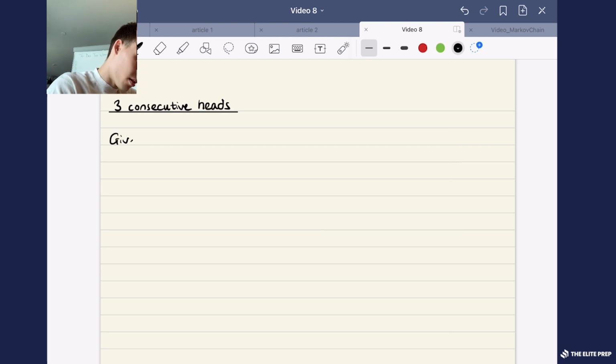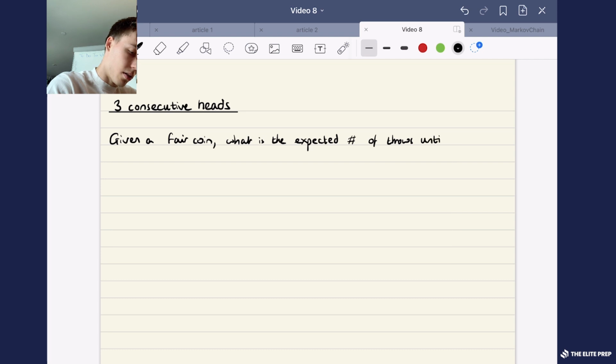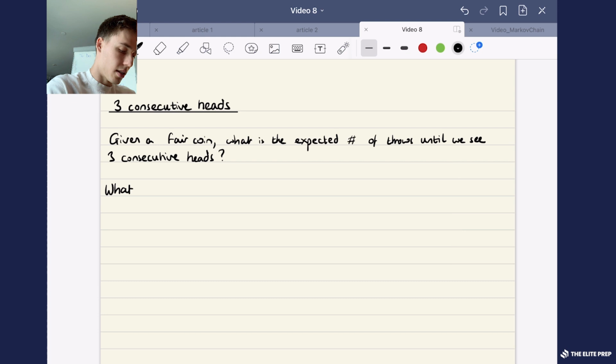Given a fair coin, what is the expected number of throws until we see 3 consecutive heads? And the extension to this is, what about n consecutive heads?